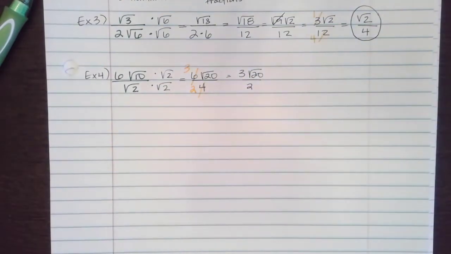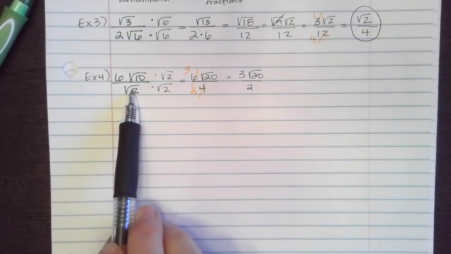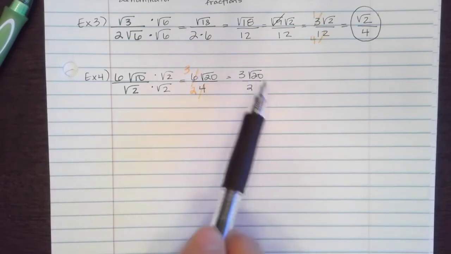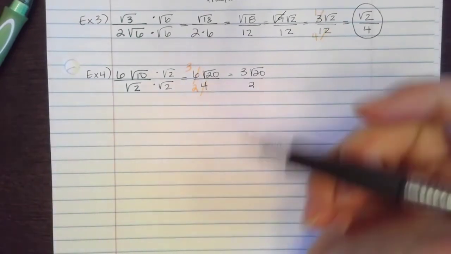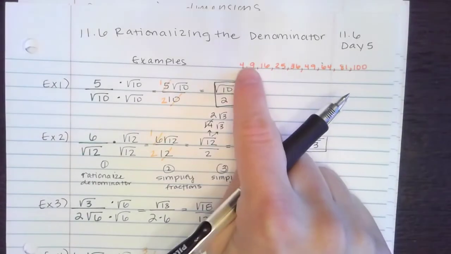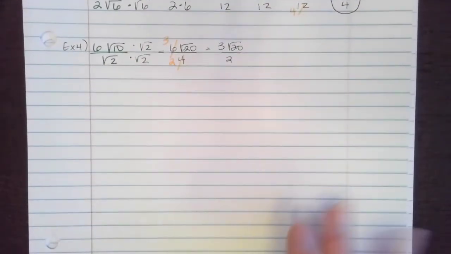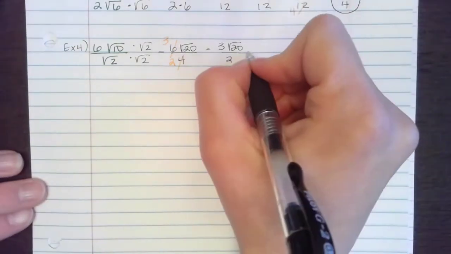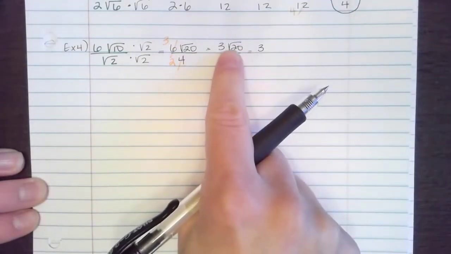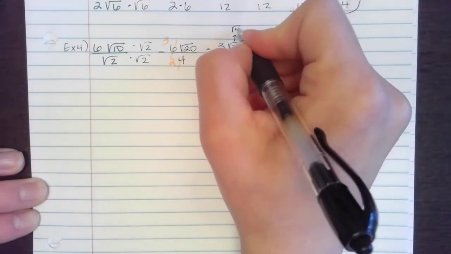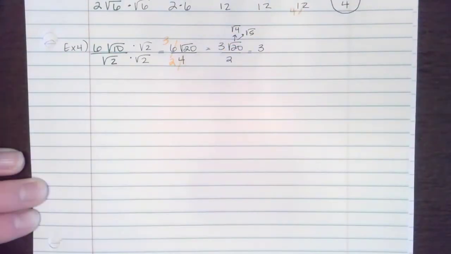Okay. Am I done yet? No, I'm not. I got the radical done. Like it's not in the denominator. I simplified the fraction, but I need to simplify the radical too. So what perfect square goes into 20? 4 does, 9 doesn't, 16 doesn't. So 4 is it. Because if I couldn't plug in anything, I'd be done. But 4 goes into it. So 3, the square root of 20 turns into the square root of 4 and the square root of 5.